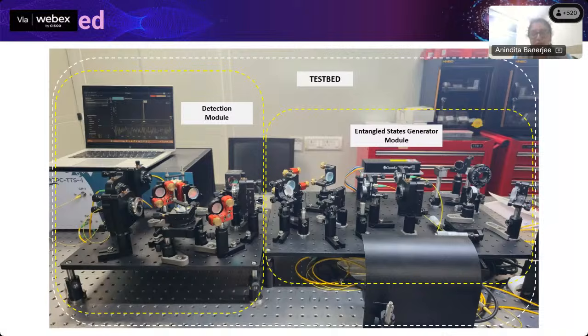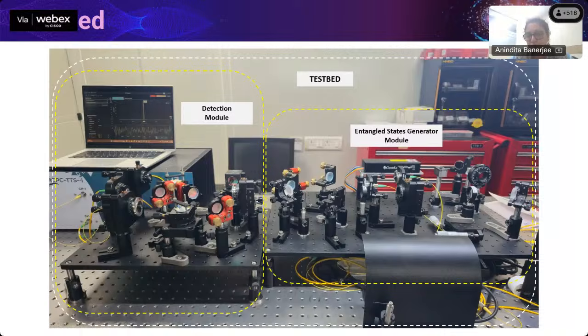So we do not get trained manpower here. So we had to start by doing fundamental experiments: superposition, entanglement, characterization. So we have built a test bed. Okay, and in the test bed, you can see the entanglement generator and the detection module. And in this test bed, you can actually generate random numbers.